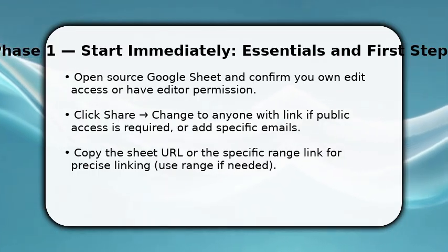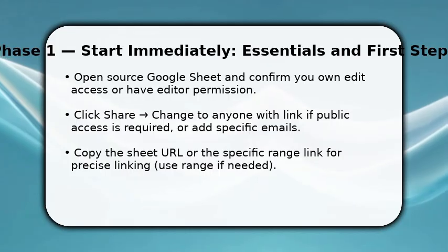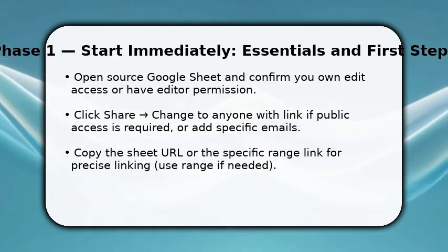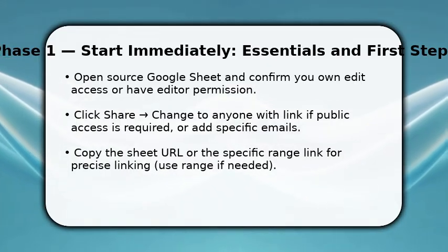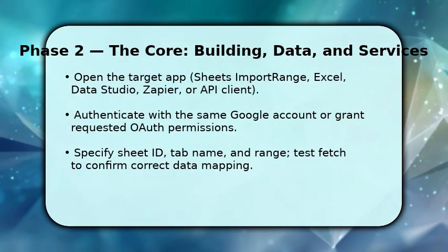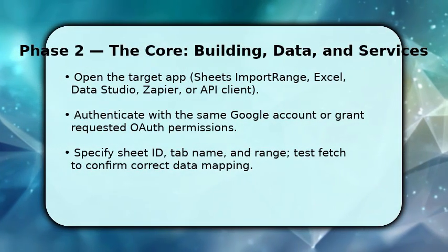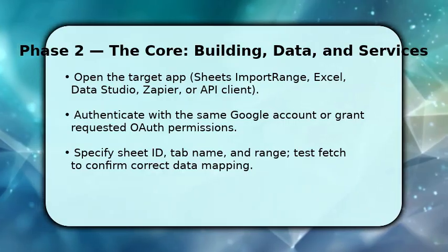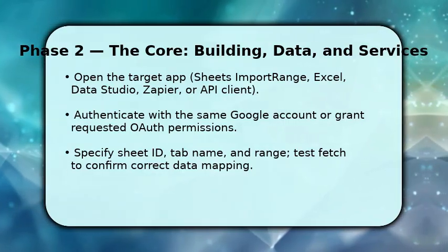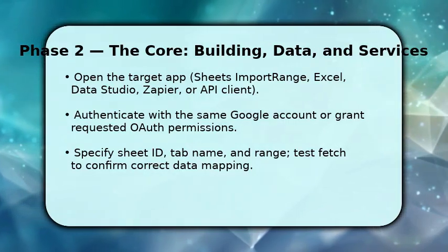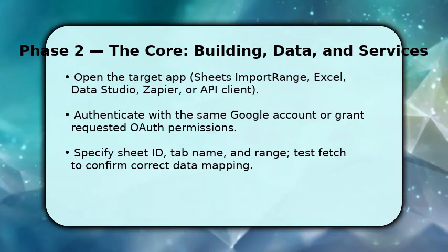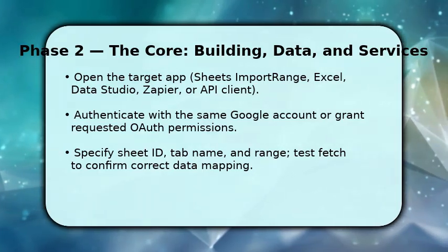This first step prevents permission errors later and establishes the exact source location your app or import is going to read. You now move to the application that will read the sheet. Sign in with the same Google account used to share the file, because OAuth ties access to that identity. Then, in the app's connector, choose Google Sheets and paste the sheet URL or sheet ID.